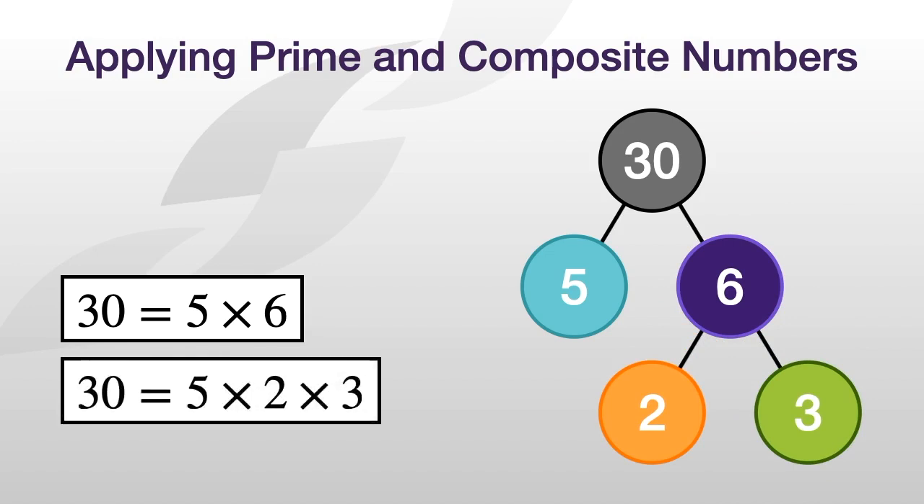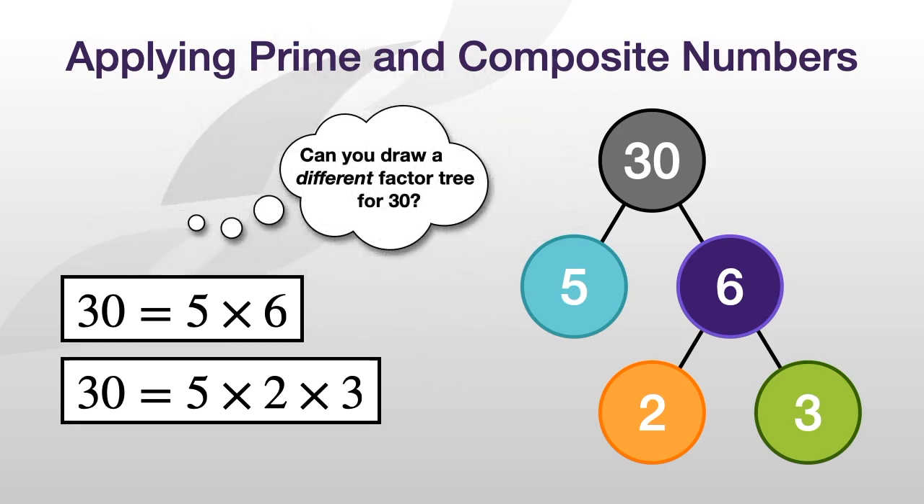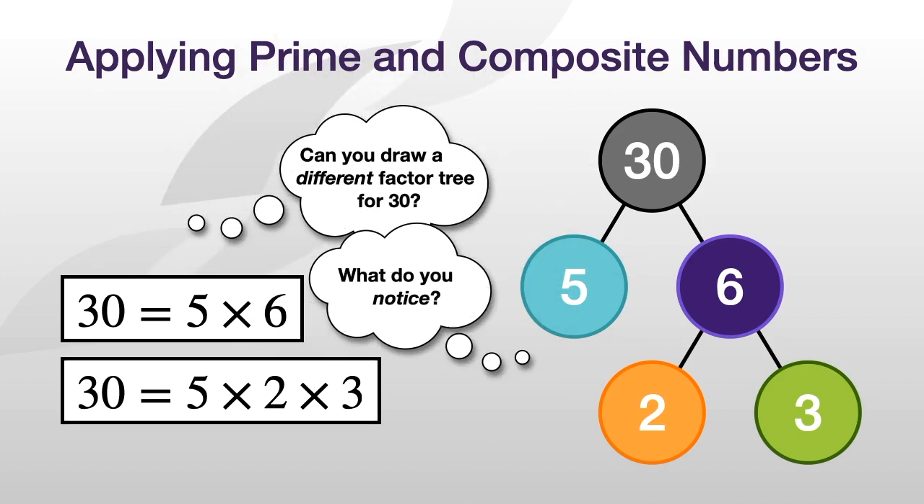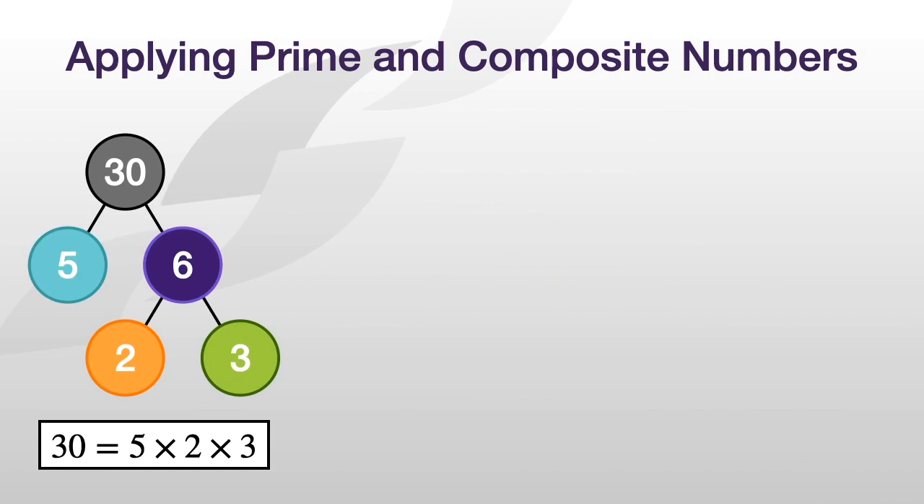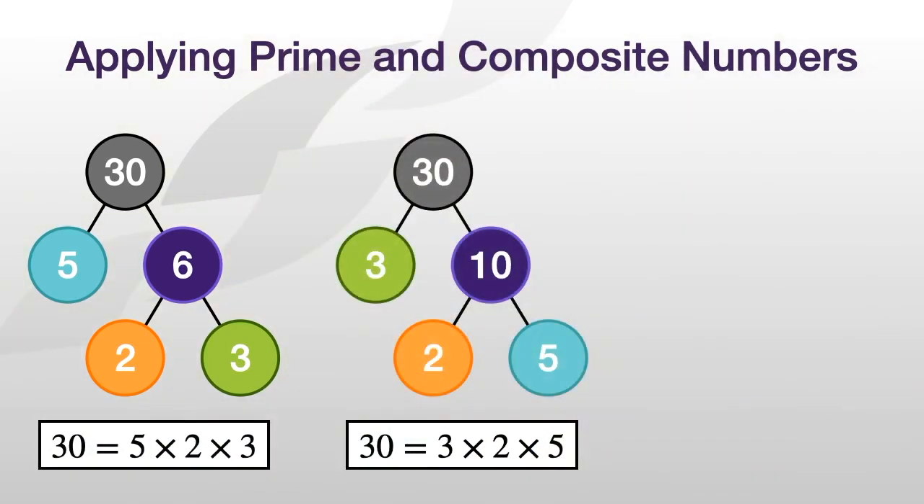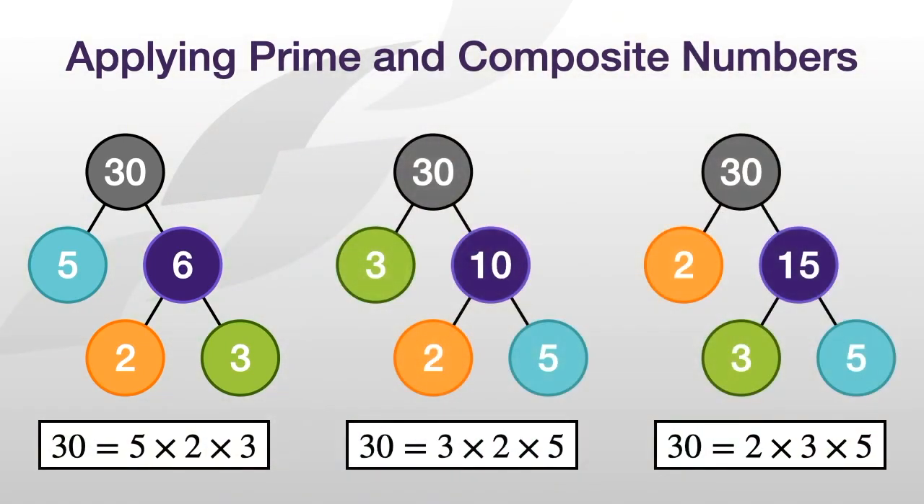5 times 6 is equivalent to 5 times 2 times 3. Each of these factors is prime. Can you draw a different factor tree for 30? What do you notice? Whether you start with 30 as 5 times 6, or 3 times 10, or 2 times 15, when factored fully, the prime factors, or bottommost branches of the trees, remain the same.